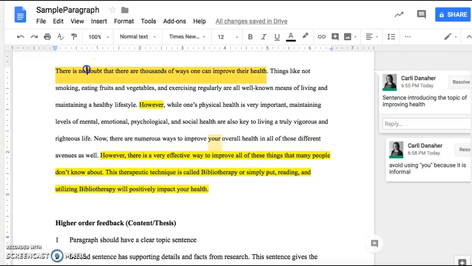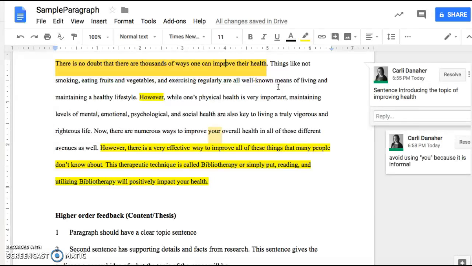So this first topic sentence says, there is no doubt that there are thousands of ways one can improve their health. So I made a comment on the side, which you probably have seen your professor make comments on your papers and maybe me in the future. I left a comment saying this sentence is introducing the topic of improving health. So we can tell that this is what the writer's paper is going to be on.